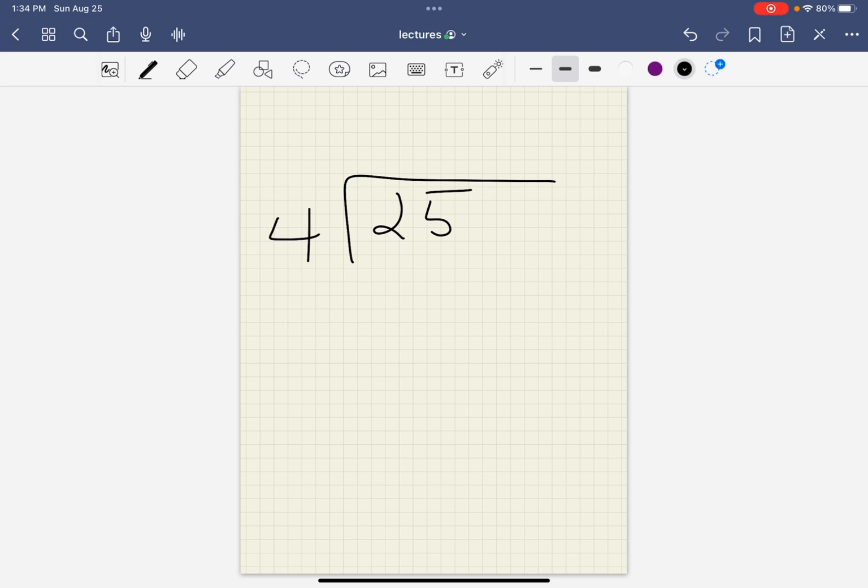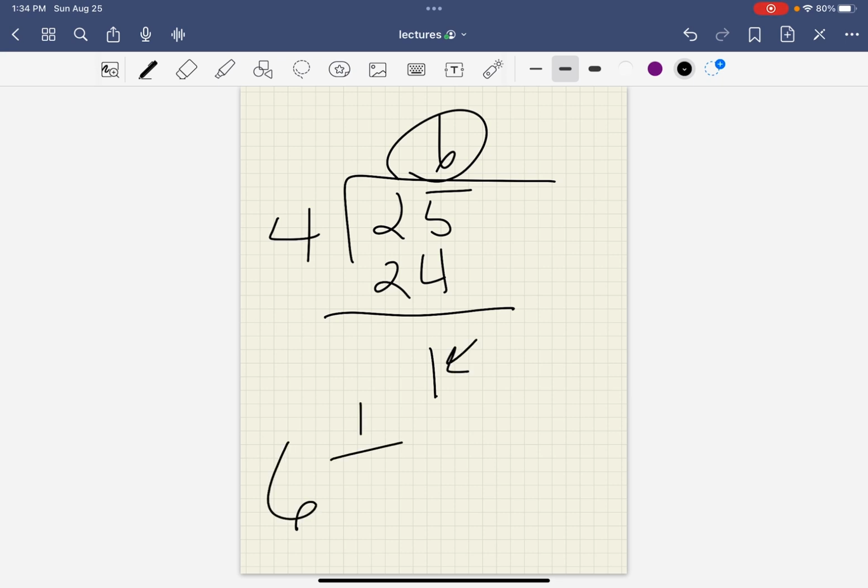Well, 4 goes into 25 6 times with 1 left over. So if we're going to make this equal, it's going to be the 6 and then the 1 over the 4. Okay, so 6 and 1/4. That's what each one would be equal to if you wanted them to be cut into equal pieces.